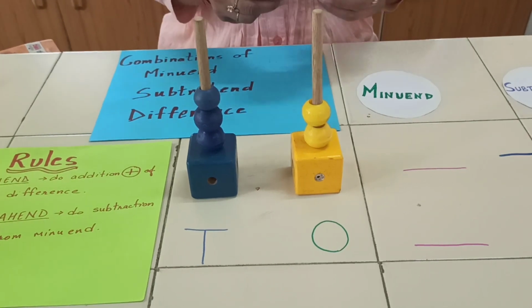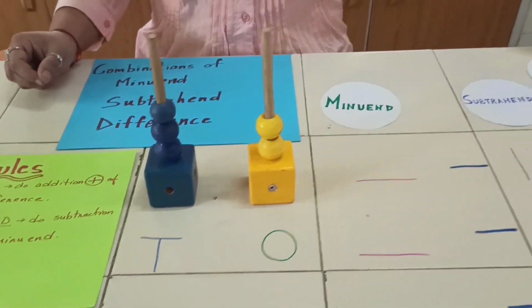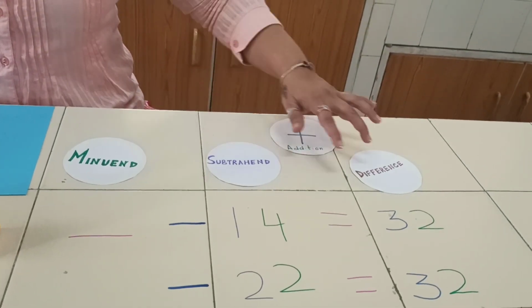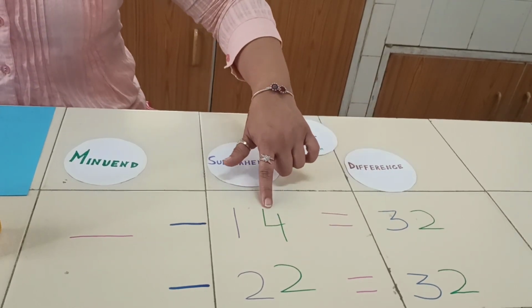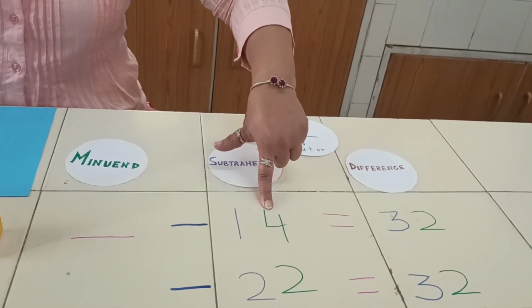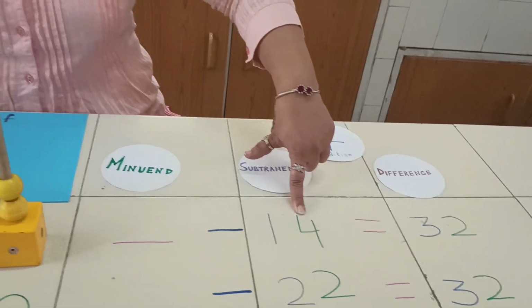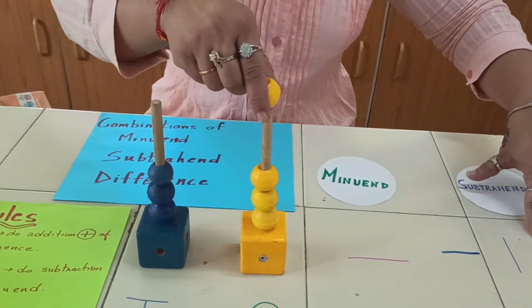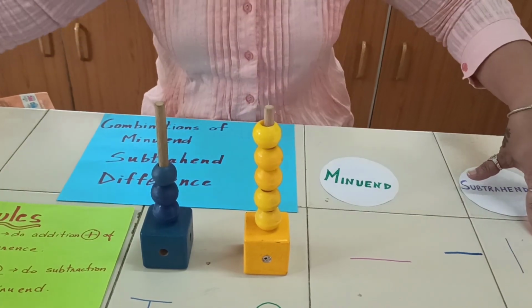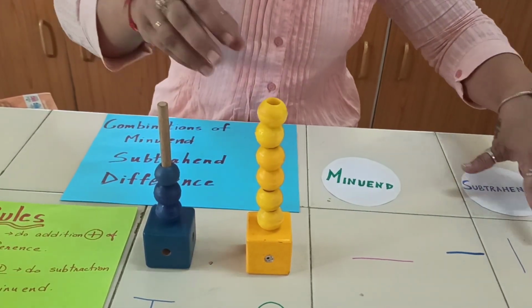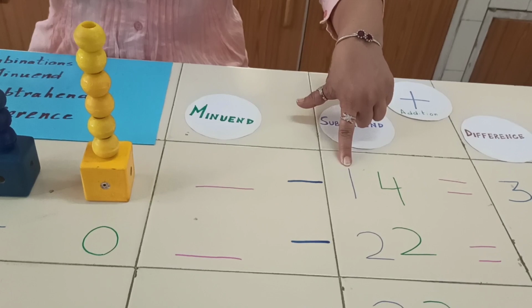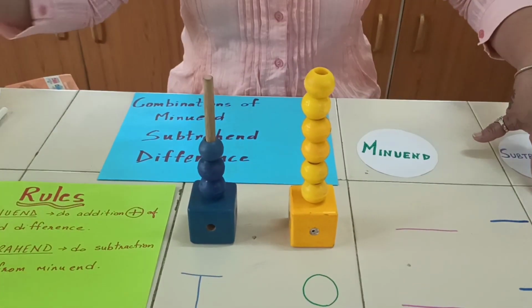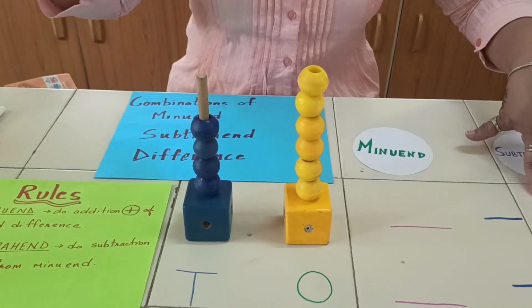Now, as we know that we have to find minuend, we need to add this. So that means I am going to add 4 in ones place. 1, 2, 3 and 4. And 1 I will add in tens place. So I have added 1 in tens place.